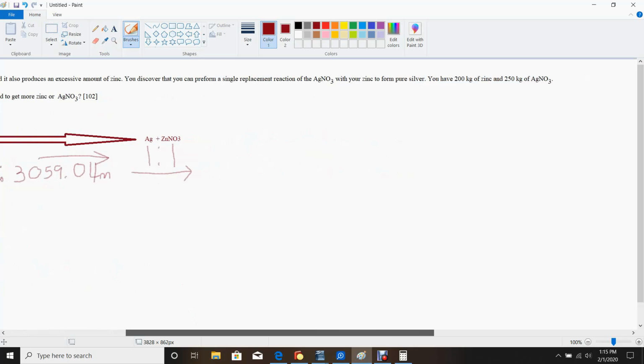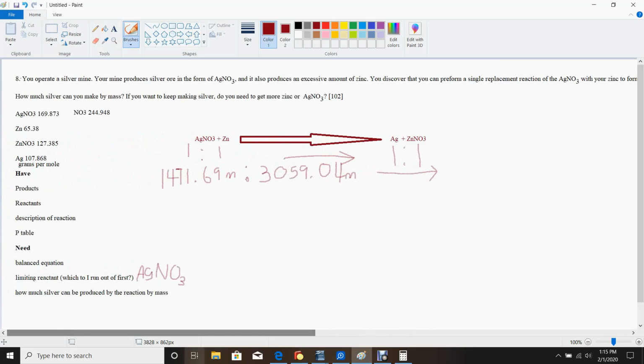250 kilograms of AgNO3, 200 kilograms of zinc. You had more AgNO3 by mass than you did zinc. But in terms of molar quantities, you have more zinc than you do AgNO3. That's another illustration of why we can't use the ratios with mass. The ratios are for moles. Okay, we are going to run out of AgNO3 first.